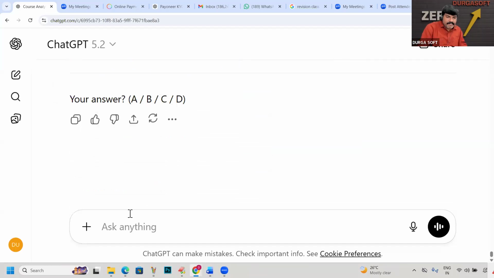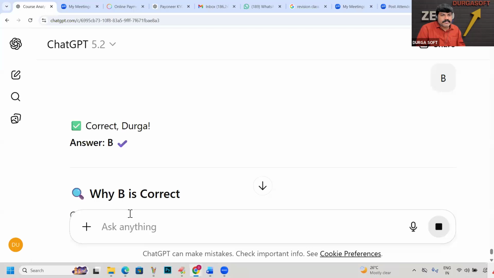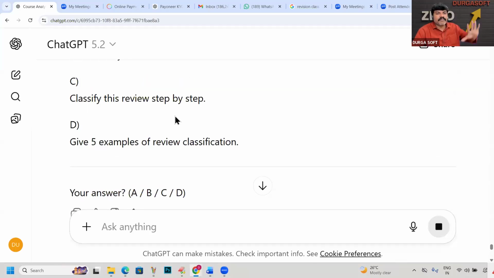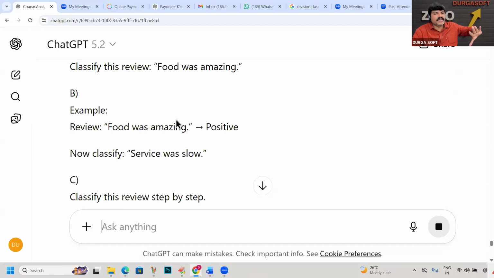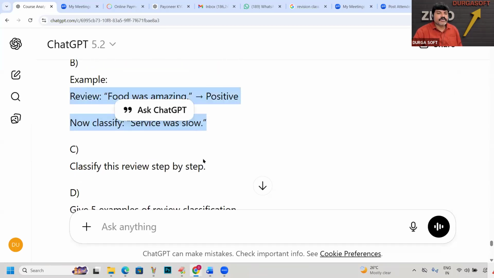So which one is the correct answer? B, sir. But it doesn't give a prompt itself, sir. Just the example alone it gave. Maybe from here we require to consider. So this is the review. Now classify itself is the prompt. Remember this. Classify means you are asking the AI model, can you please classify this? If you copy paste it, definitely it's going to execute. Don't worry, it's going to run.